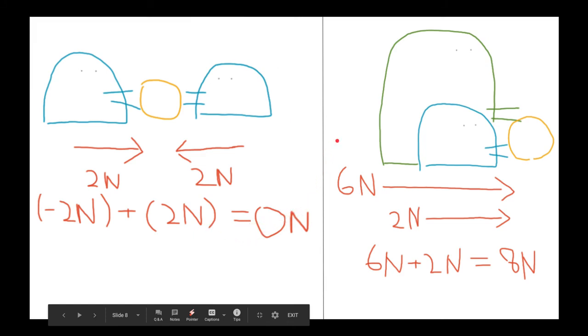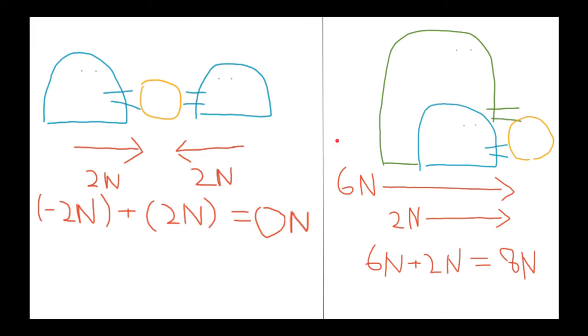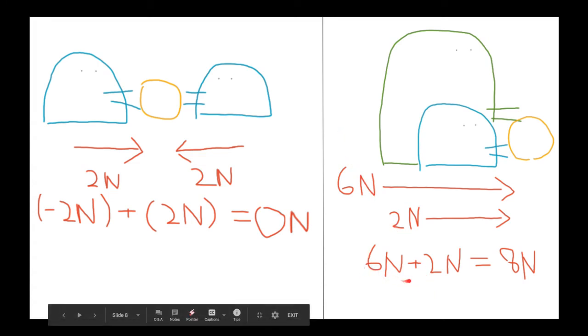Now let's say we have a green blob and a blue blob. The blue blob applies a force of 2 newtons onto the yellow ball, and the green blob applies a force of 6 newtons onto the yellow ball. So because they're pushing the ball in the same direction, they aren't opposing one another, so we add them up. So we have 6 newtons plus 2 newtons is equal to 8 newtons. So this is an unbalanced force, and there are 8 newtons of force being applied to the yellow ball.